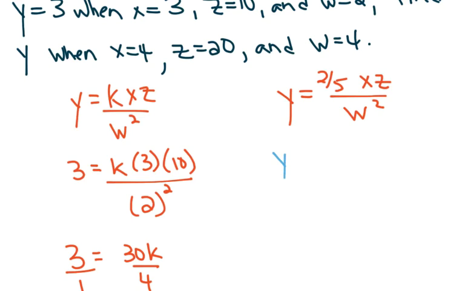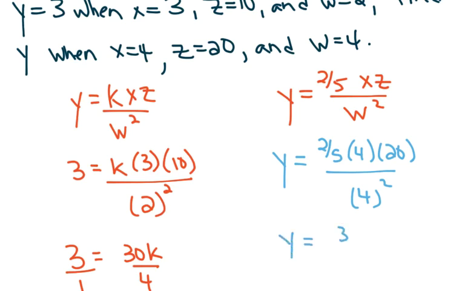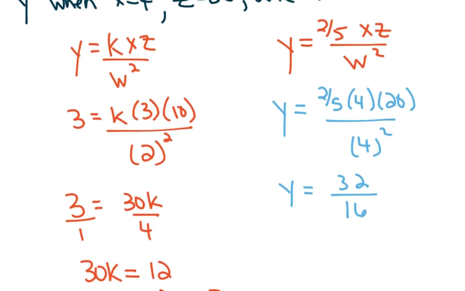is 4. So y is going to equal 2/5 times 4 times 20 divided by 4 squared. 2/5 times 4 times 20 is going to be 32. 4 squared is 16, and 32 divided by 16 is 2.